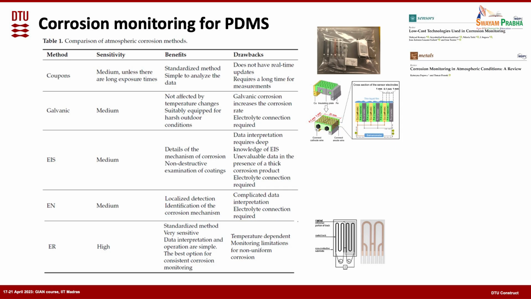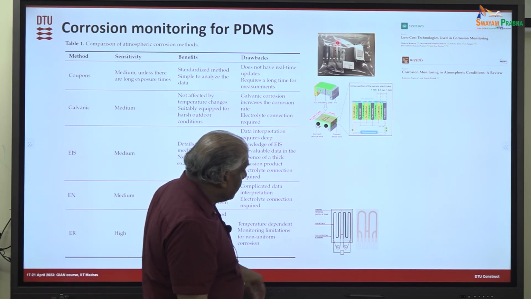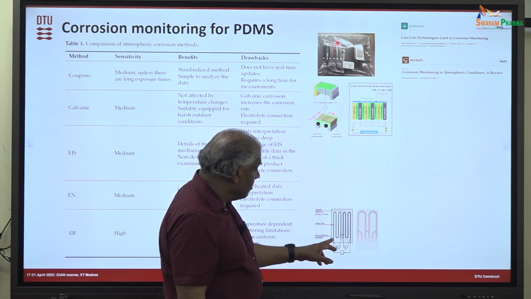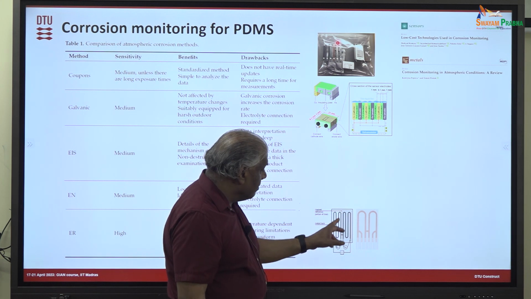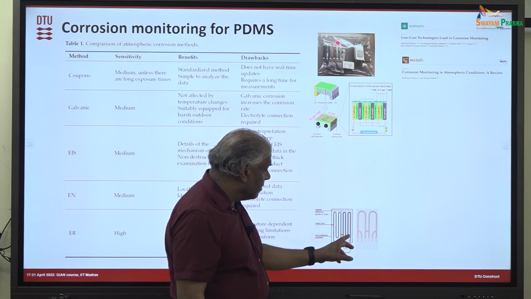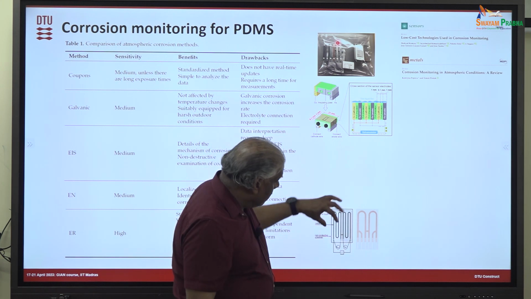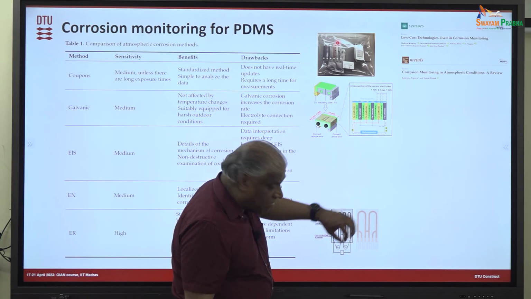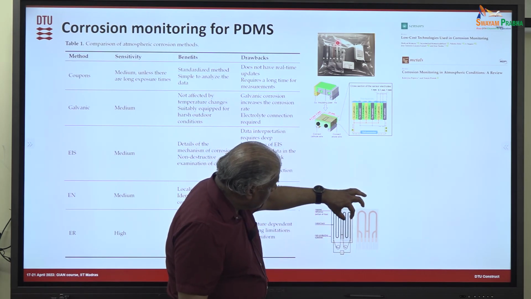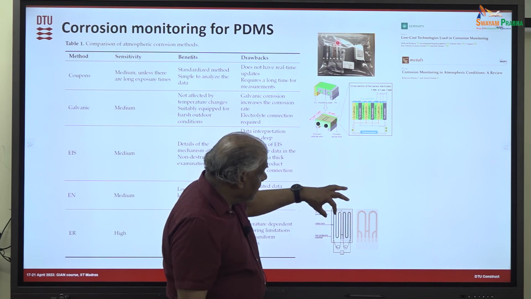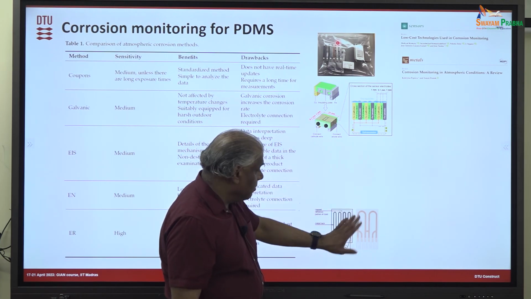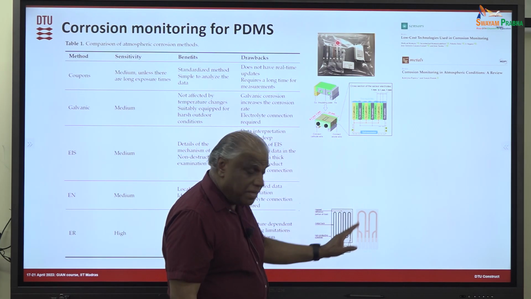The ER sensor is one of the sensors which is used so much, this electrical resistance sensor, because it is easy to use. This electrical resistance sensor is as simple as this. Think of a steel wire with two parts. This part is covered by a coating, and this part is open. So this covered part is not important for us for the time being.